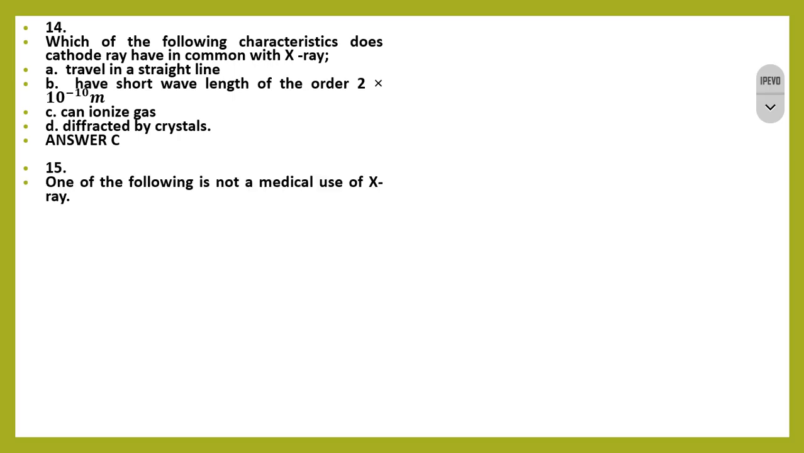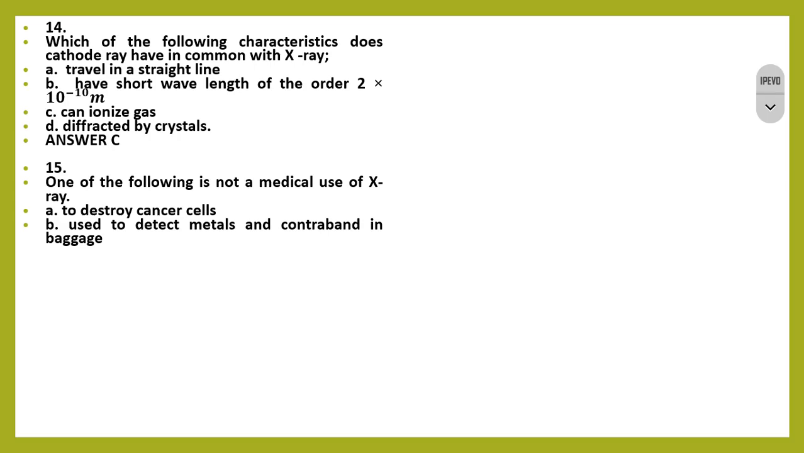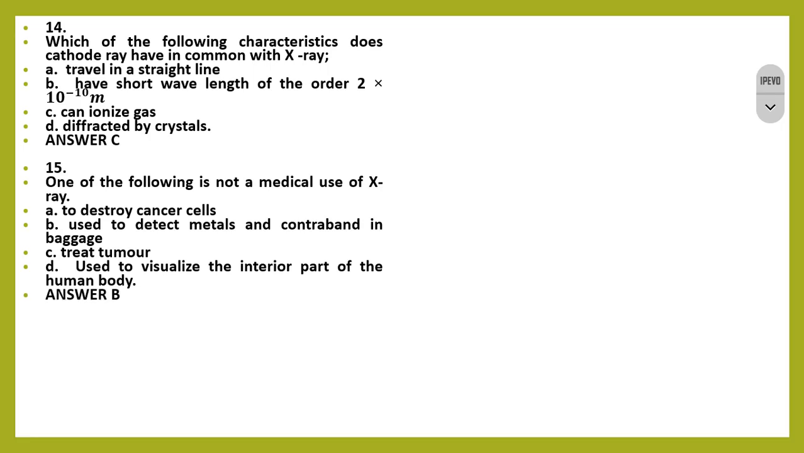Example 15. One of the following is not a medical use of X-ray. So others are medical uses of X-ray except one. A. Can be used to destroy cancer cells, B. Can be used to detect metals and contraband in baggage, C. To treat tumor, D. Can be used to visualize the interior part of the human body. The correct option is B, used to detect metals and contraband in baggage.